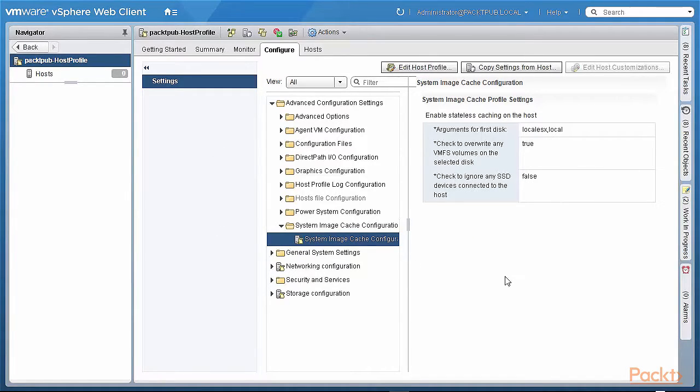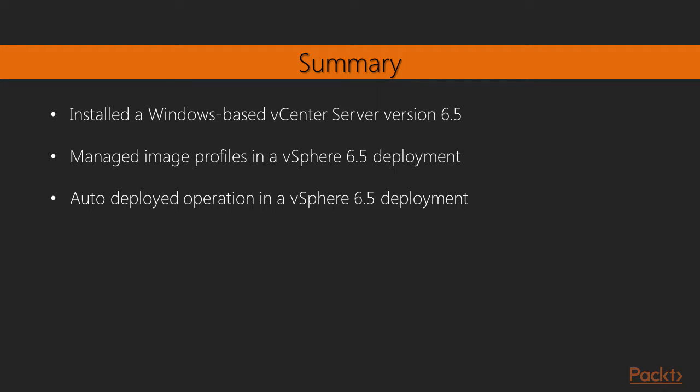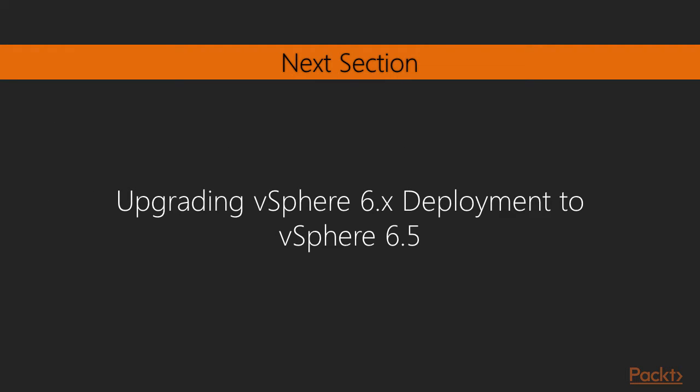So we are back to the non-editing aspect of it. Here we have just a read-only view, and the options have actually changed. In the previous videos, we covered managing image profiles. We looked at how to manage host profiles, and then we also looked at managing the auto deploy caching modes, so that we have nice, clean, consistent configurations on all our vSphere servers. In the next section, we will look at all the aspects of deploying vSphere 6.5, including upgrading from vSphere 6.x deployments. I look forward to seeing you there.